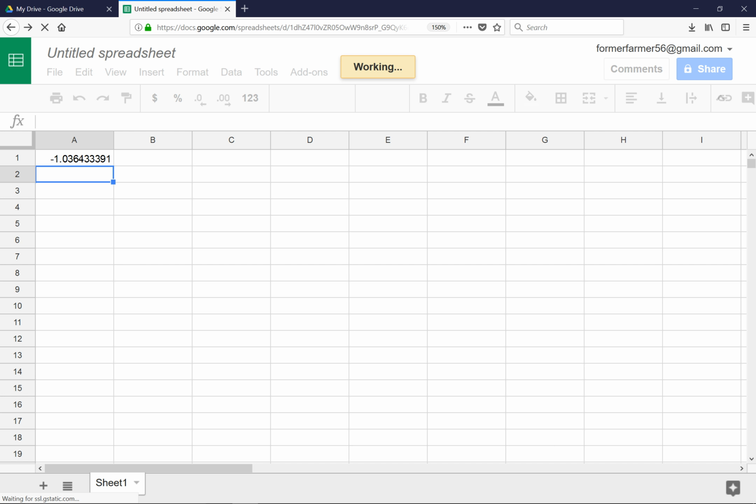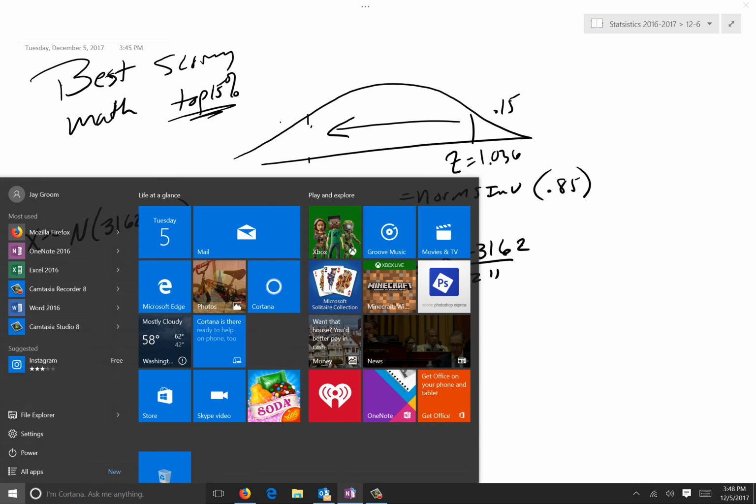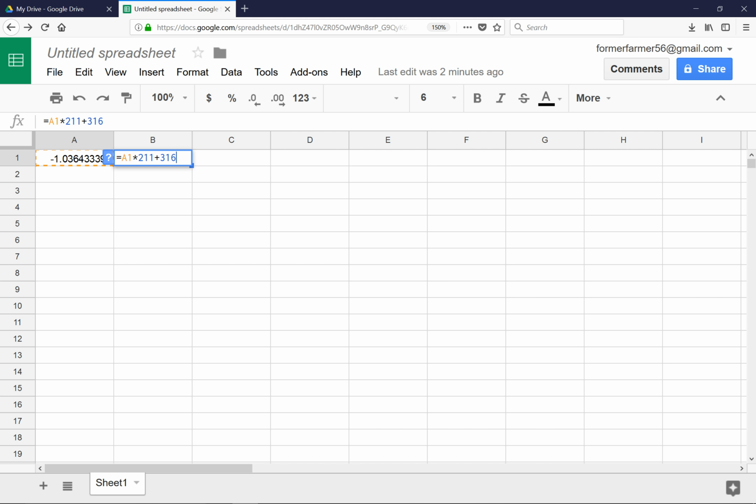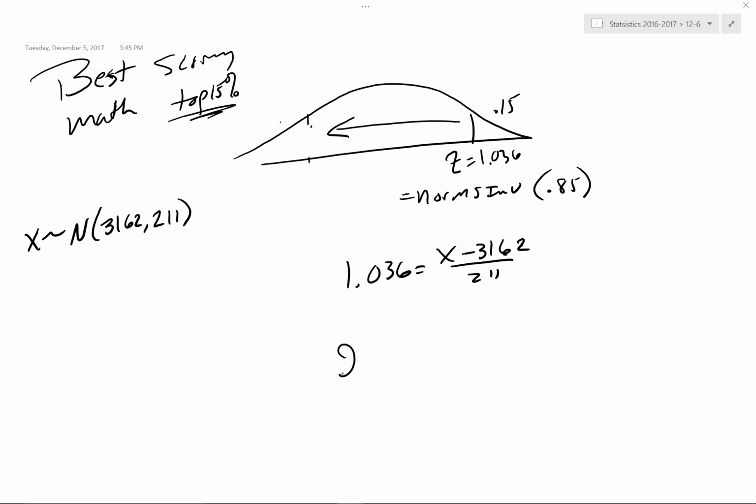There we go. Equal this fella. Equals this guy times 211 plus the mean, which was 3,162. Voila. If a person scored a 2943 or better on your test, they are in the top 15% of the class.